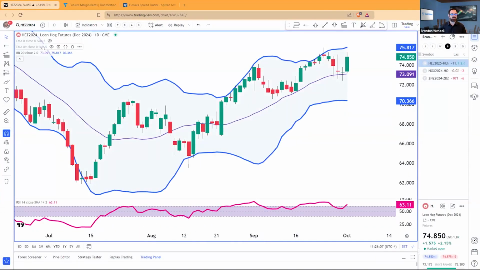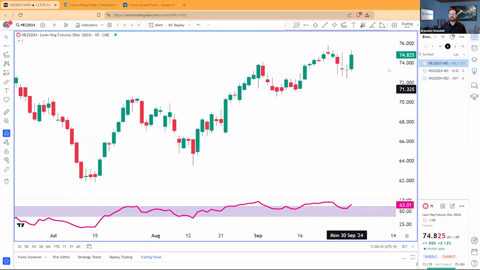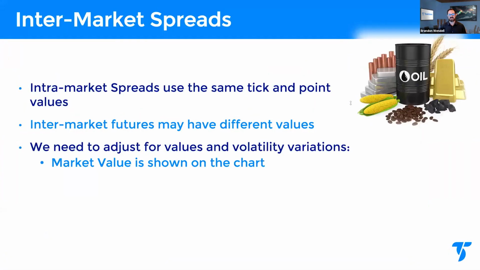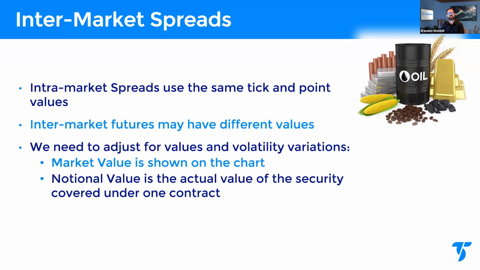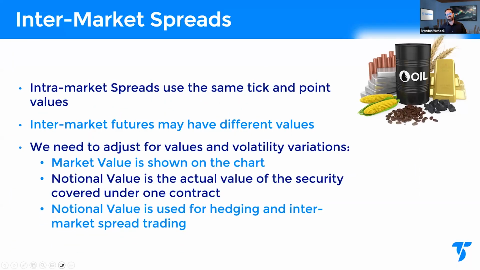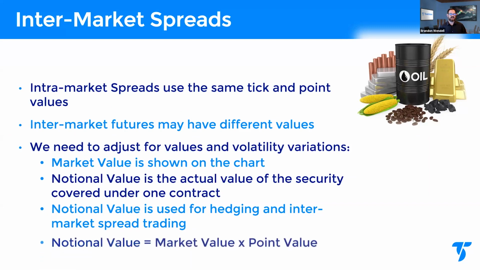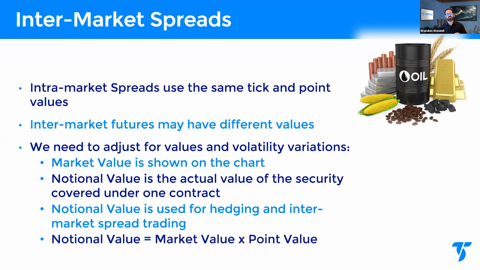And what we're seeing on this chart right now is market value. Okay, that contract is 74,800 right now. But that's not the actual value of the contract. If you were to go ahead and exercise that contract, you're trading something worth much, much more in value. So the market values are what you see on charts. There's another value, which is the actual value of the security that's covered by the contract. That's called notional value. We use it for hedging and for intermarket spread trading. And it's very simple. Notional value is the market value multiplied by the point value.